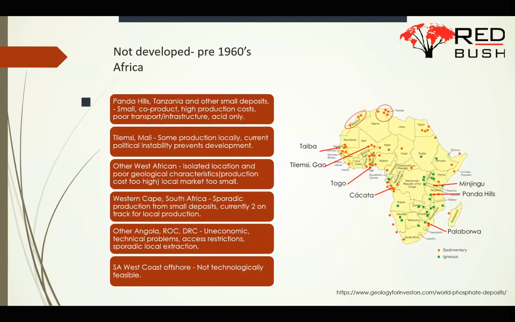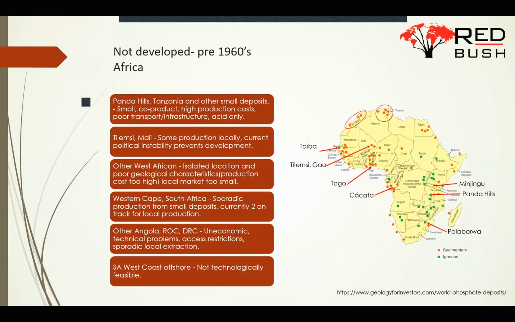And because they're carbonatites, they're acid only, and that becomes important. You cannot use the material from a carbonatite directly on your fields. It has to be processed to phosphoric acid, and it has to be made into a chemical fertilizer.